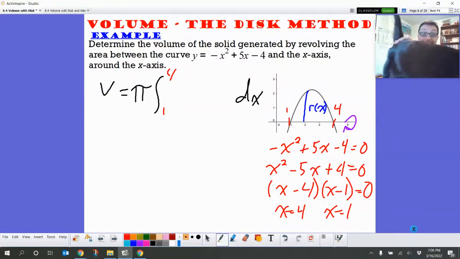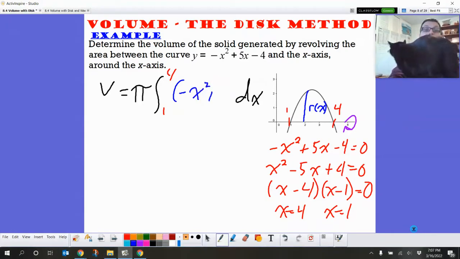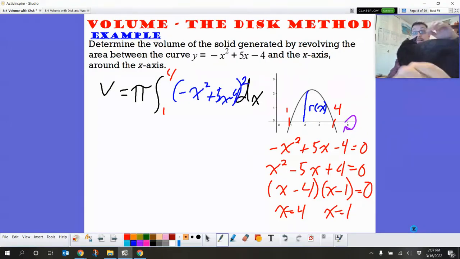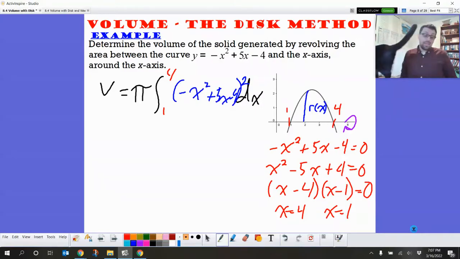We're rotating around the x-axis. And then just our radius part. So that is 5x minus 4, squared. Okay, so now it's a matter of squaring that mess in order to be able to figure out what our integration is.